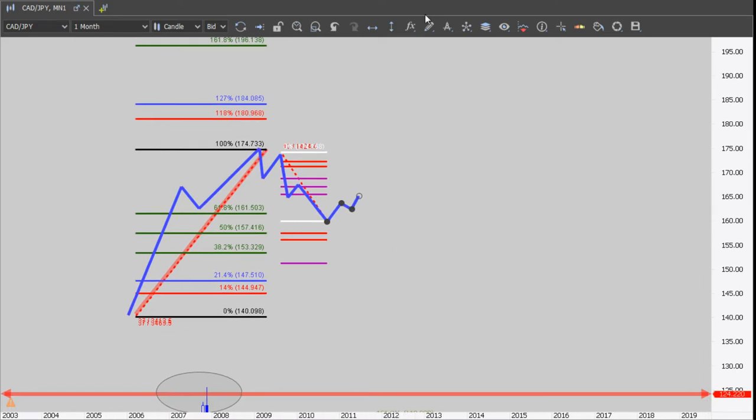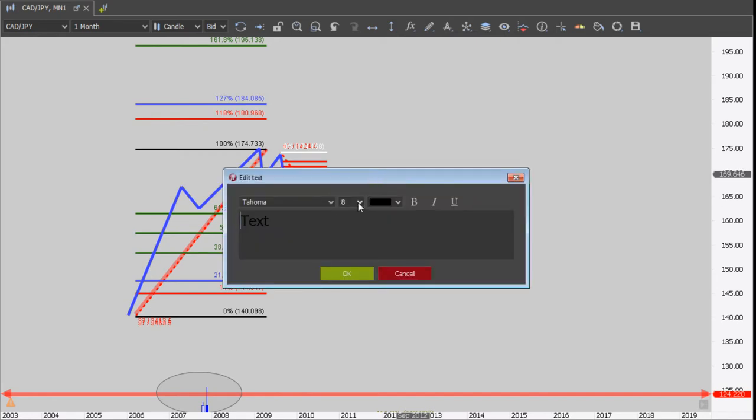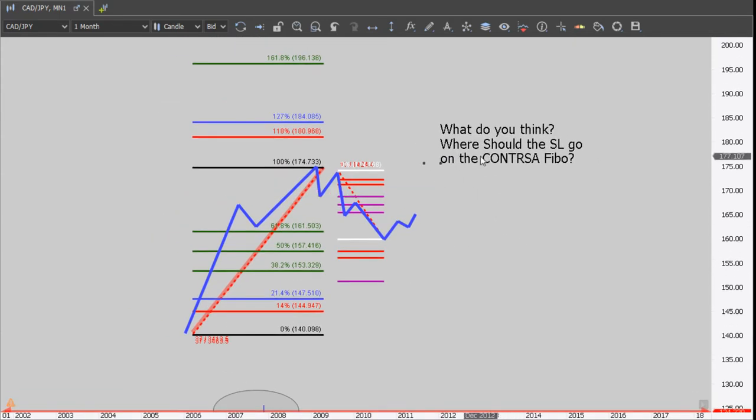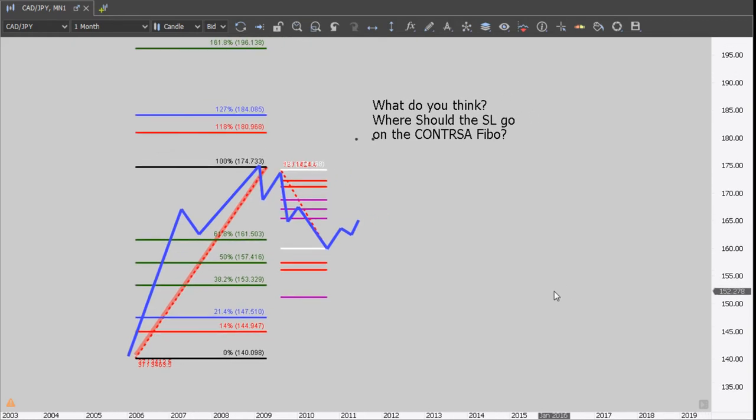What do you think, everybody? I'm not going to give you a straight answer. I want you to think. What do you think? Where should the SL, stop loss, go on the contrarian Fibonacci? What do you think? There is no right or wrong. If I'm entering short in here, or maybe not, let's say I'm up in here and now there you go. You have a counter trend line break.